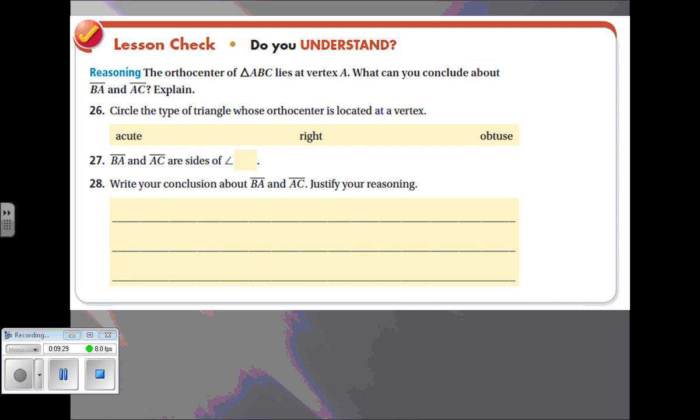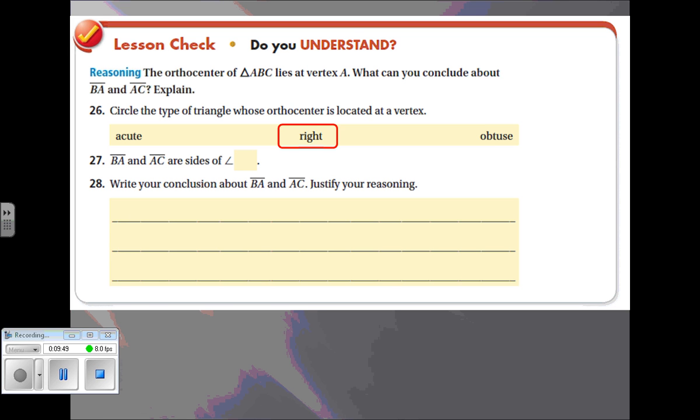So let's check our lesson here. The orthocenter of triangle ABC lies at vertex A. What can you conclude about BA and AC? So what type of triangle has its orthocenter located at a vertex? That would have to be a right triangle.